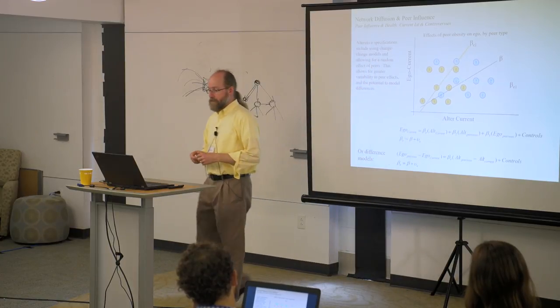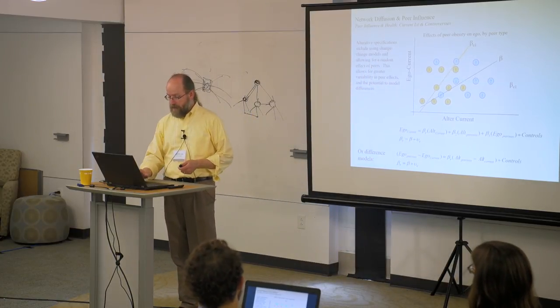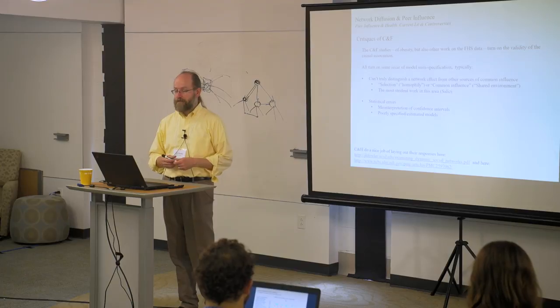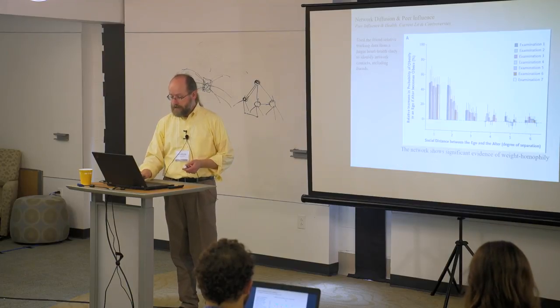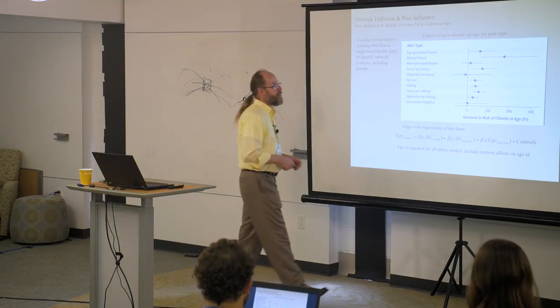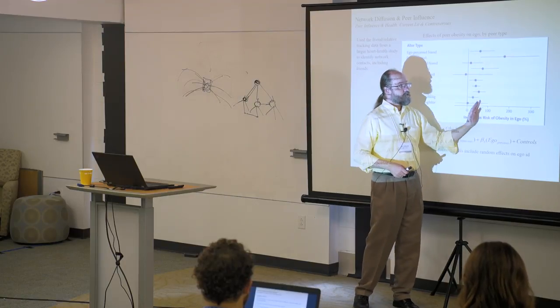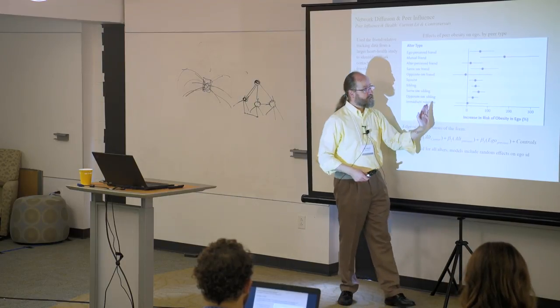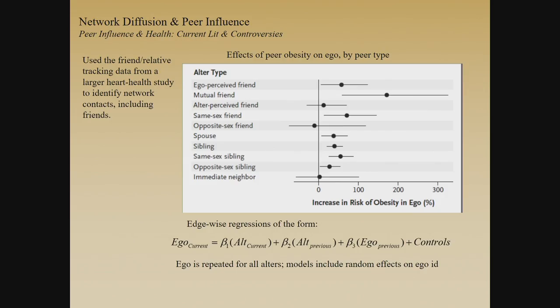All of these first difference models have been done, and all of them show much the same kind of effect, which is a general tendency for the coefficients to be positive, on this side of the line as opposed to that side, and highly associated with the substantive strength of the relationship. So family ties and mutual friendships tend to be much stronger than neighbors, opposite sex friends, or alter-perceived friends.